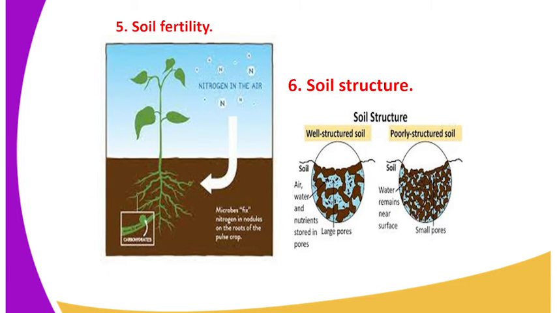The fifth factor is soil fertility, and therefore in the rotational program you are supposed to incorporate a leguminous crop, because leguminous crops have the benefit of adding nutrients to the soil as a result of the nitrogen fixation process. And the sixth factor is the improvement of the soil structure, and therefore during the rotational program, you are supposed to leave the soil fallow for some time so that it can regain its fertility.